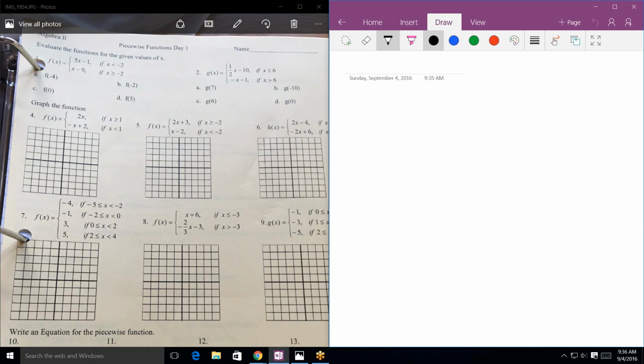What's g of 0? So we would use the first equation. So it'd be just minus 10.